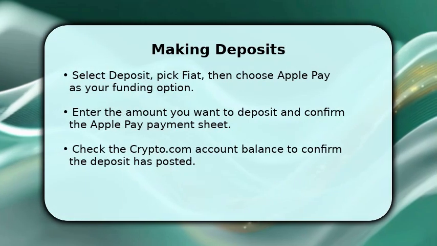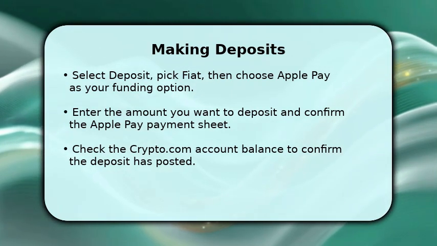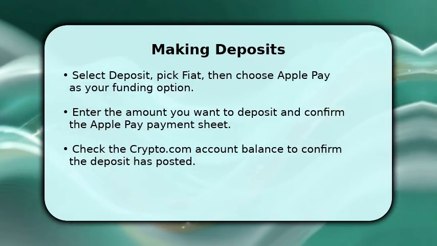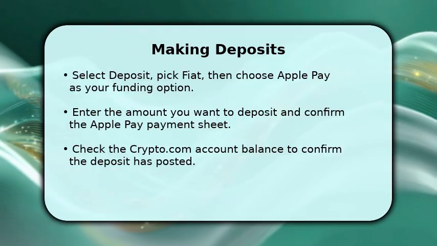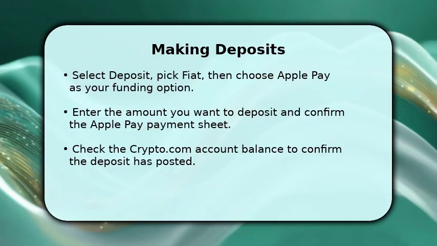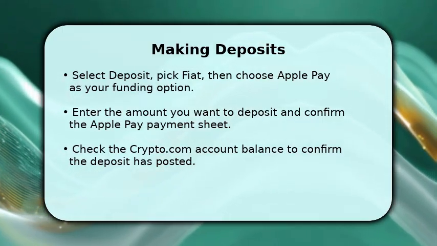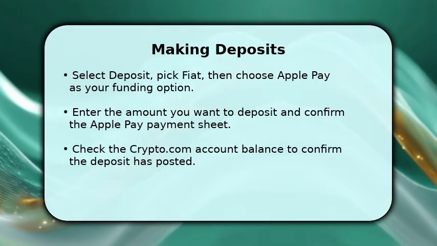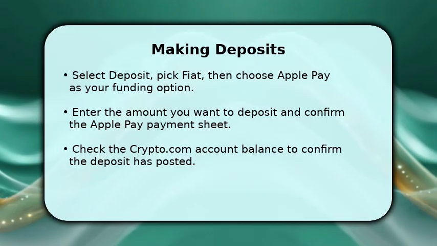To make a deposit using Apple Pay, open the deposit section and select Fiat, then choose Apple Pay as your funding option. Enter the amount and confirm the payment on the Apple Pay sheet using Face ID, Touch ID, or your passcode. After approval, wait for the transaction to post and refresh your balance in the app. I'll also cover limits, pending statuses, and when to contact support if a deposit stalls.